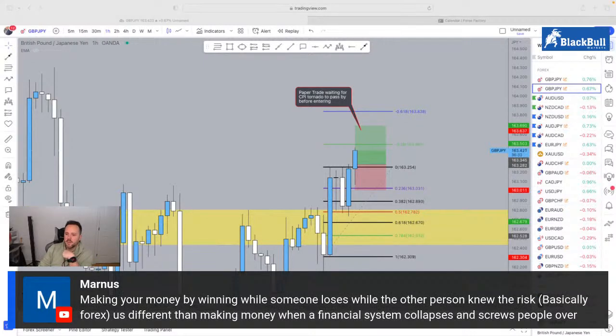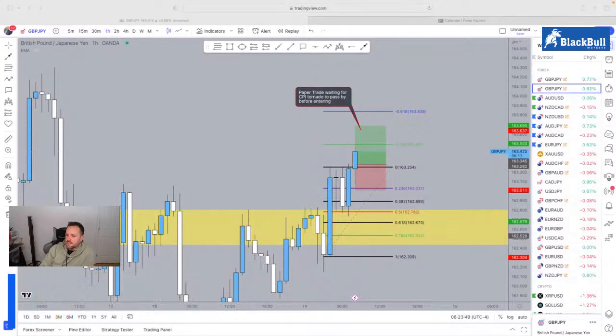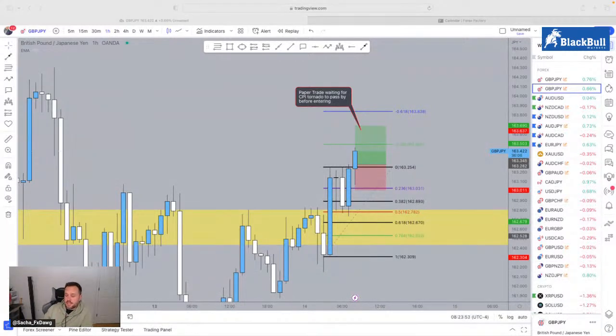Marnus says: making your money by winning while someone loses, while the other person needs to risk, basically Forex. Yeah, what's different than making money when the financial system collapses and screws people? Yeah, I mean, we did nothing wrong. I cannot explain this better, dude. Marnus, that was exactly what was in my mind. So that makes total sense. Yeah, exactly. There are a lot of people who are going to be like, that sucks, man. There are a lot of startup companies that have their money in there. Yo, it's not cool, man.